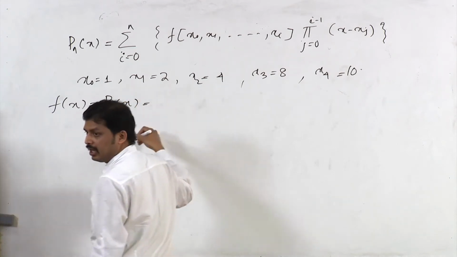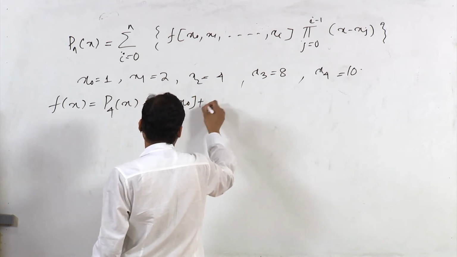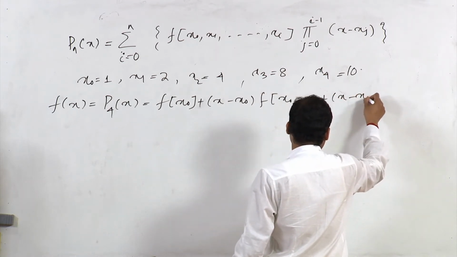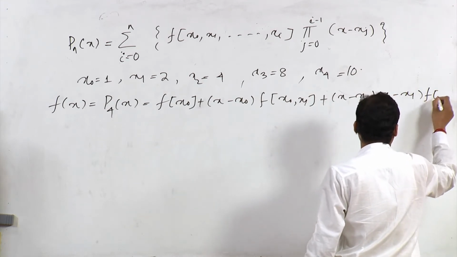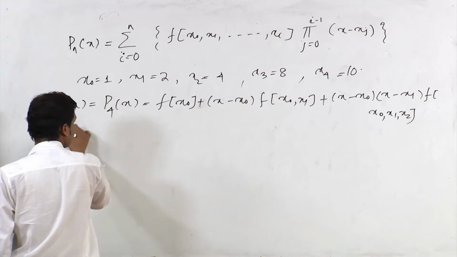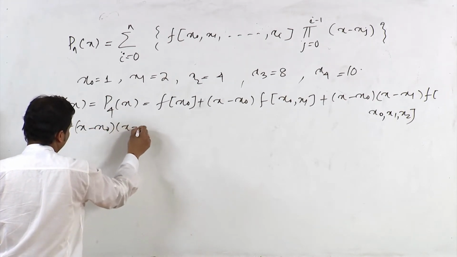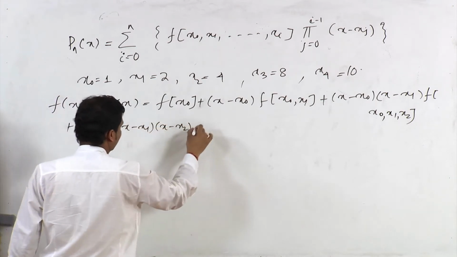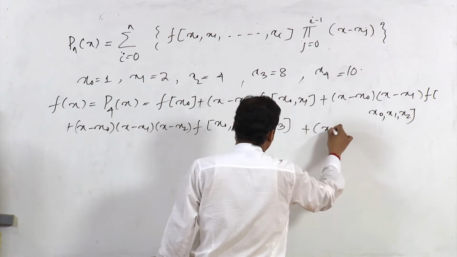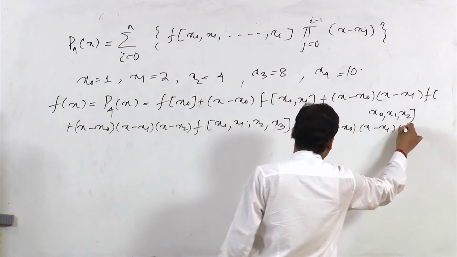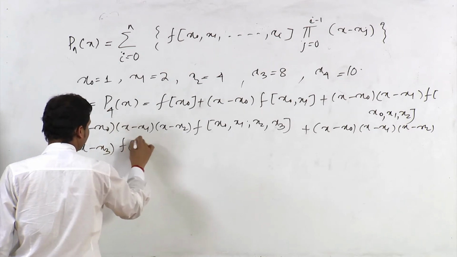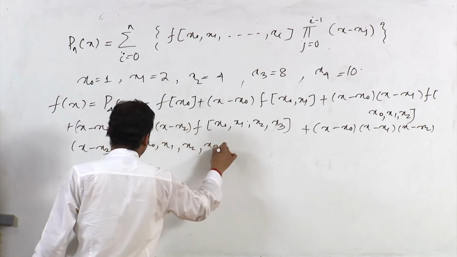So we can write this function f of x as approximated with a polynomial of degree 4, P4 of x, which can be written in the form f of x0 plus x minus x0, f of x0, x1, plus x minus x0, x minus x1, f of x0, x1, x2, plus x minus x0, x minus x1, x minus x2, f of x0, x1, x2, x3, plus x minus x0, x minus x1, x minus x2, x minus x3, f of x0, x1, x2, x3, x4.